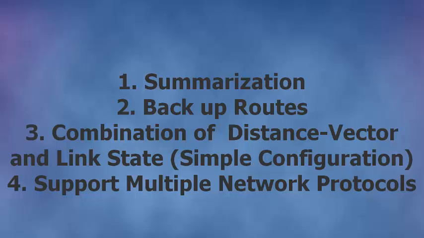Third, the combination of distance vector and link state. Cisco's goal with EIGRP was not to have a super complex protocol, but a protocol that could do the same things as OSPF, while taking the easy-to-configure aspects of distance vector like RIP. RIP was really easy to turn on. Take those features and combine them with all the advanced features of link state and a simple configuration.